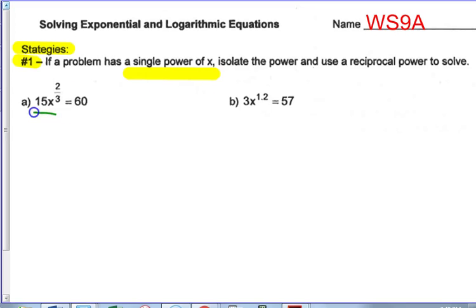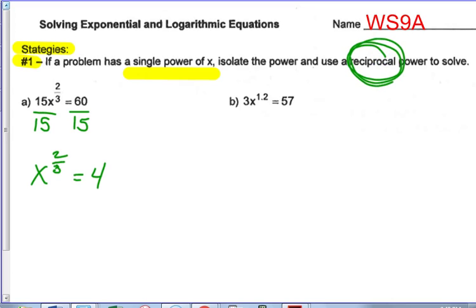We've talked about that you have to isolate. So you're going to divide by 15 first. That's a 3, sorry. And then if it just said x squared, you would take the square root, right? How are we going to get rid of the 2/3 power? We don't want to do a log. We want to do a log when there's an x in the exponent. There's not an x in the exponent. There's a 2/3 in the exponent. We're going to do the reciprocal power to both sides.